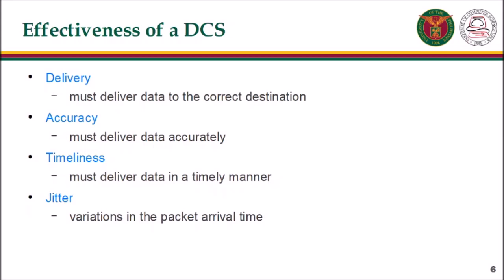Jitter refers to the variation in the packet arrival time. It's the uneven delay in the delivery of audio or video packets. For example, let us assume that the video packets are sent every 30 microseconds. If some of the packets arrive with a 30 microseconds delay and others with a 40 microseconds delay, an uneven quality in the video is the result.